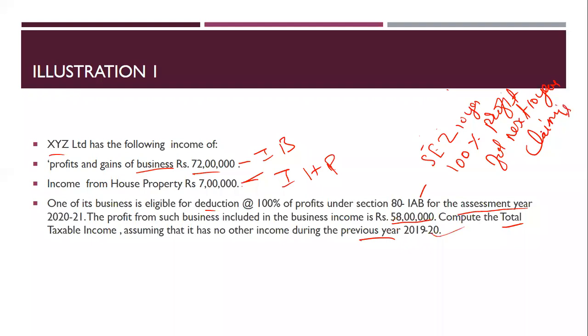What do you mean by deduction? No need to pay tax on that income. 100% they can claim it. So what they are saying in this, the company income, whatever 72 lakhs is there, in that this 58 lakhs is included, and for that the company is eligible for 100% deduction. So we have to deduct a deduction of 58 lakhs and compute the total taxable income. Am I clear? So can we proceed? So now we'll solve it.